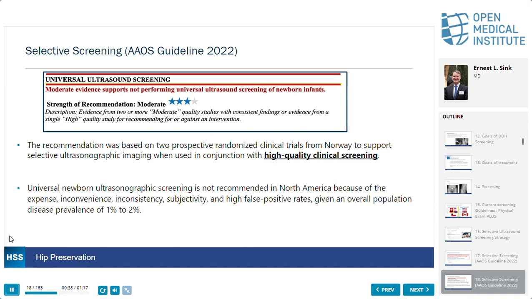Universal newborn ultrasound screening is not recommended, at least in these countries, because of the expense, inconvenience, inconsistency, subjectivity, and high false positive rates given an overall population disease prevalence of only 1 to 2%. So they're like, only 1 to 2%, we shouldn't spend all this money on this. And in some systems like ours, who's doing the ultrasound? Is it normal, abnormal? Is the sonographer good? When it's read as normal but it's really abnormal to somebody else, does that person then show up later? You have to have very good ultrasound centers and screening centers to make it work.